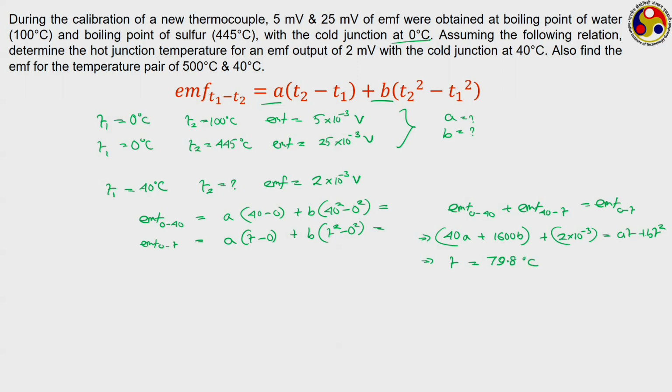79.8 degrees Celsius. Remember, here we are using T in Celsius only, because the given relation specifically states that the T is in Celsius. So, this is the hot junction temperature.